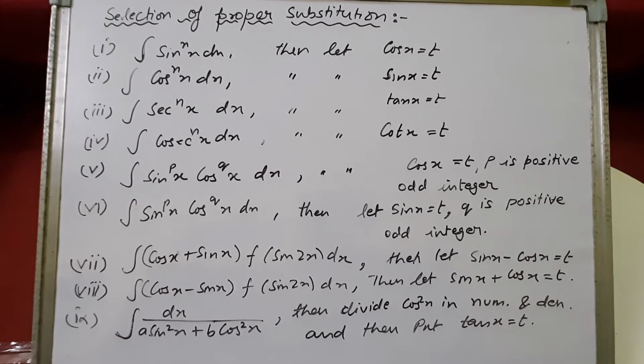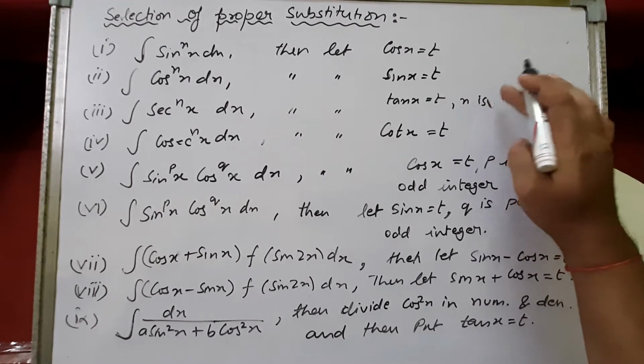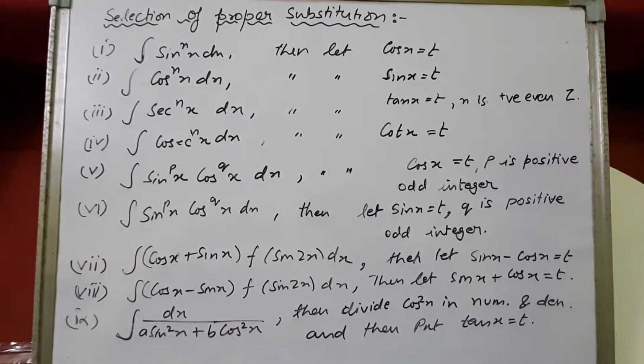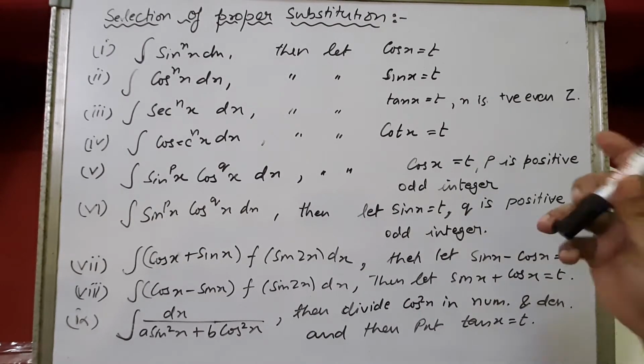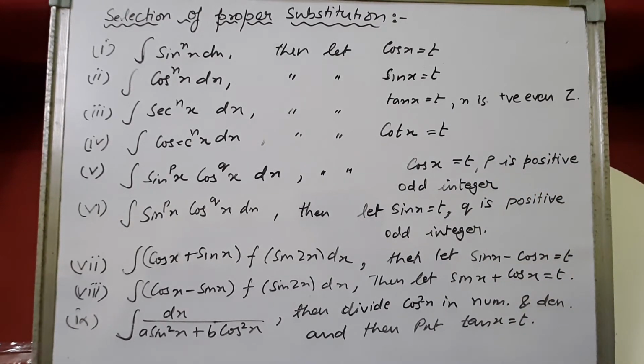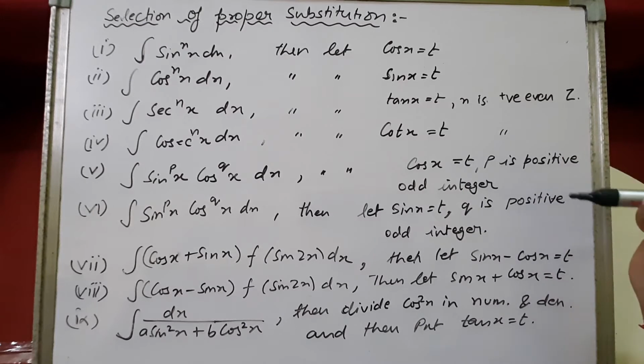Then third point, if we have sec to the power n x dx, and here n is a positive even integer, then what we'll do? We're going to assume tan x as t. For cosec to the power n x, we're going to assume cot x as t. Here n equals a positive even integer.